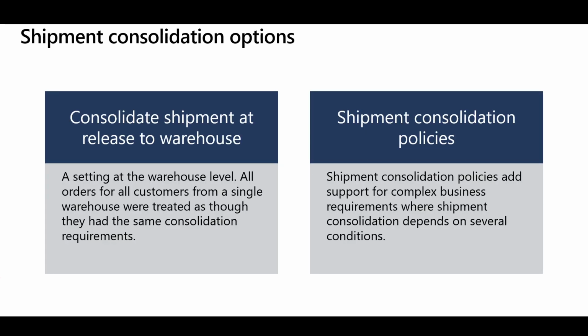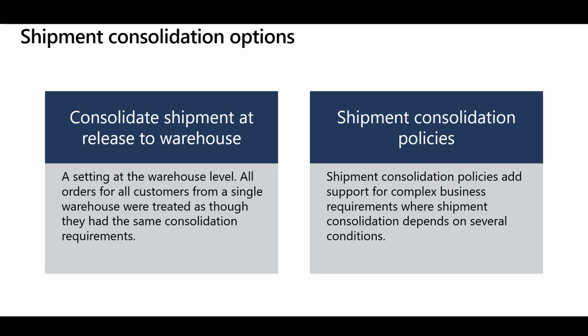There are two options to manage and configure shipment consolidation. The first is by using the Consolidate shipment at release to warehouse option found in the warehouse form. In that case, the shipment consolidation is determined at the warehouse level. When this option is enabled on a specific warehouse, the shipments shipped from this warehouse for the same customer to the same destination will be consolidated together while processing the release to warehouse process.